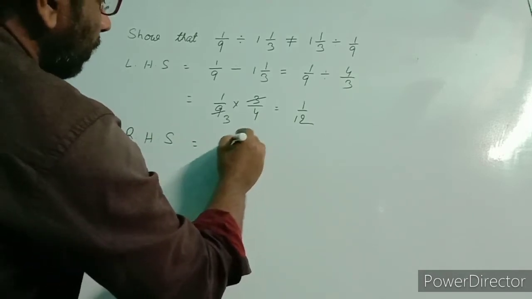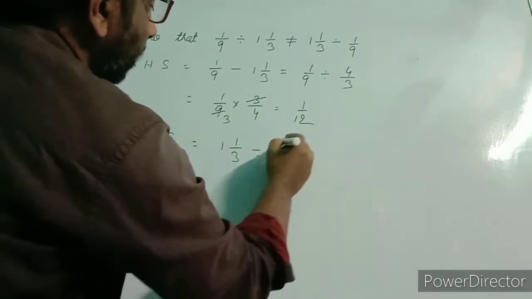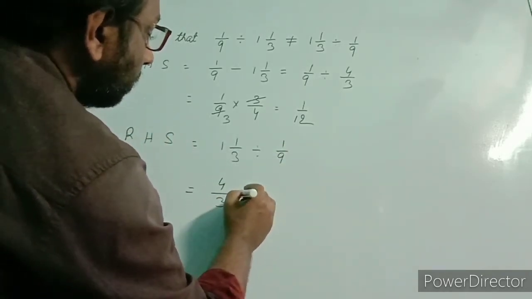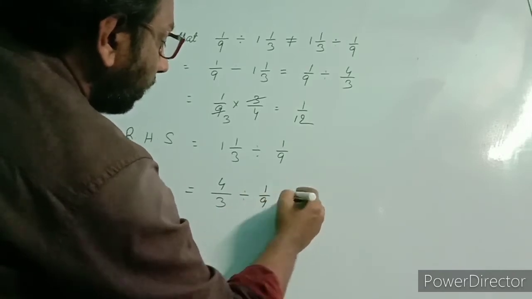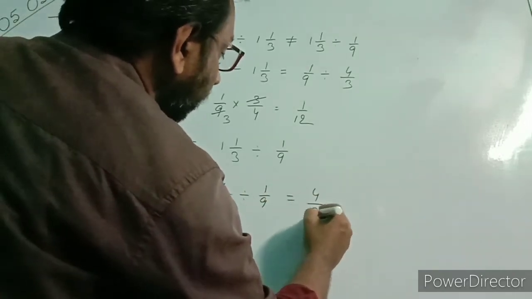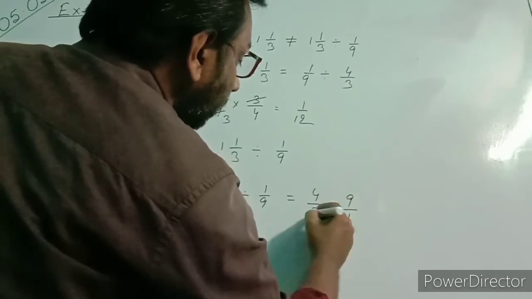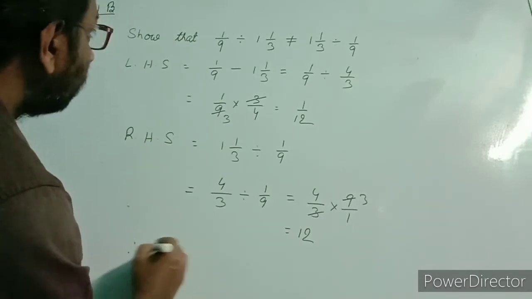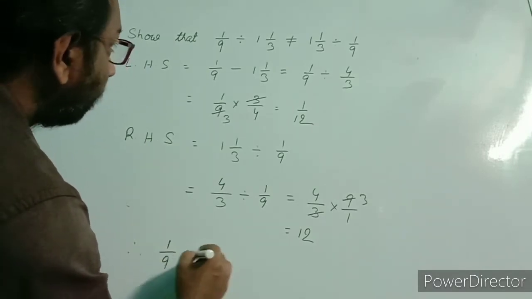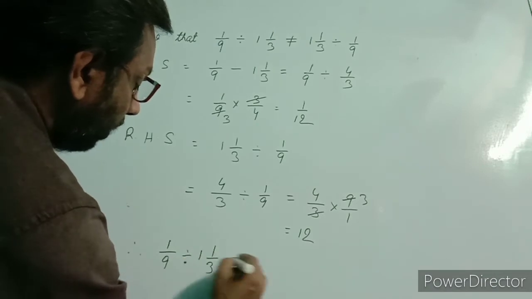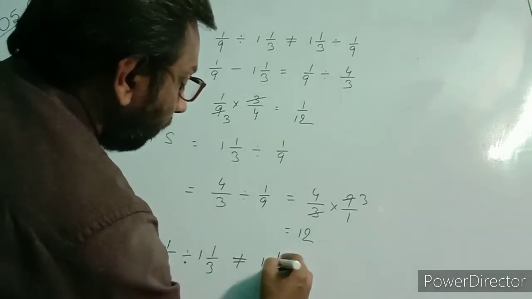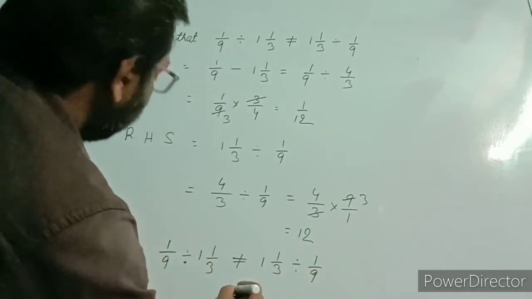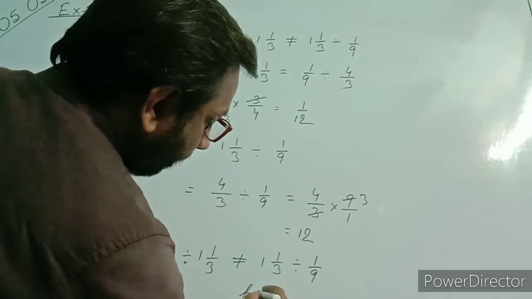Now we solve RHS. RHS equals 1 and 1 by 3 divided by 1 by 9, equal to 4 by 3 divided by 1 by 9, or we can write 4 by 3 into 9 by 1. 3 3s are 9, equal to 12. Therefore 1 by 9 divided by 1 and 1 by 3 is not equal to 1 and 1 by 3 divided by 1 by 9. Proved.